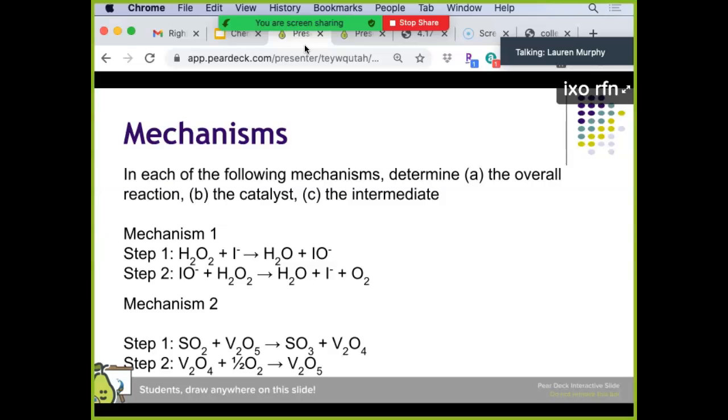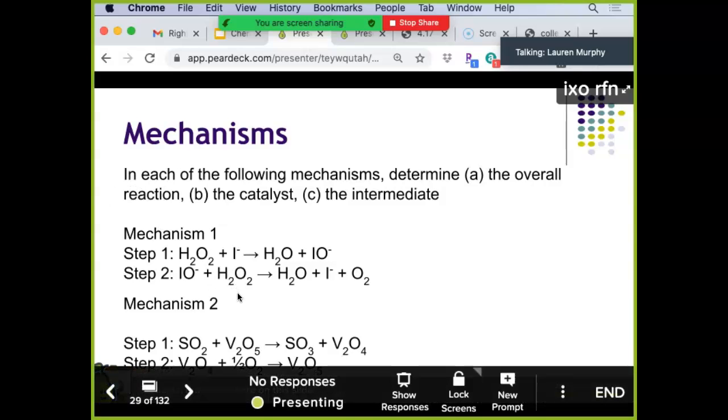Wow, I went much faster in here. So we're going to practice, and this is what we're ending with today. Mechanism 1, and this is the demo that I'm going to be doing for you guys on Friday, is a 2-step mechanism. I'm going to do number 1 with you, and then I'd like you to see if you can answer all of these for number 2. In each of the following mechanisms, determine the overall reaction, the catalyst, if any, and the intermediate, if any, okay?